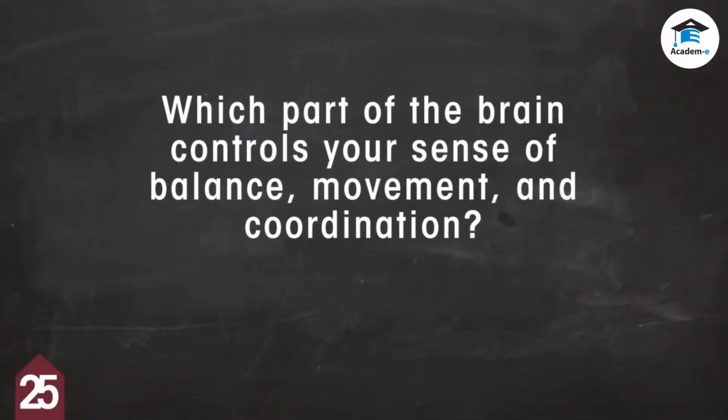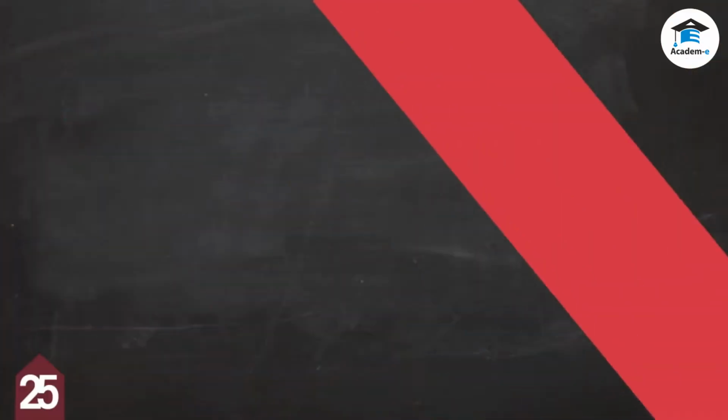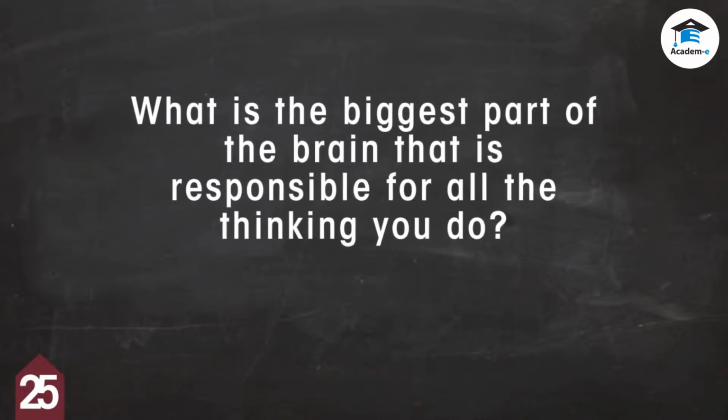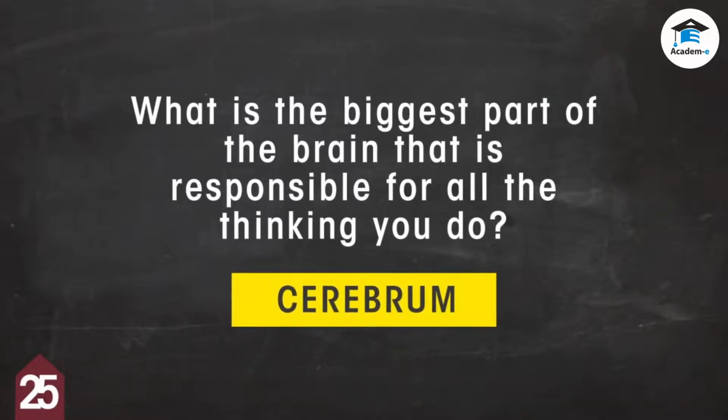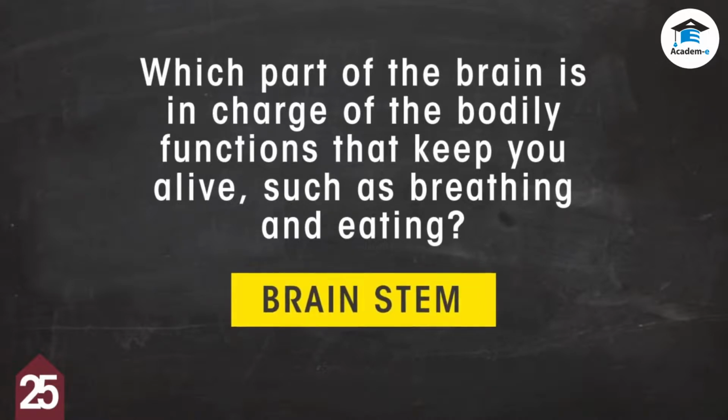Which part of the brain controls your sense of balance, movement, and coordination? Cerebellum. What is the biggest part of the brain that is responsible for all the thinking you do? Cerebrum. Which part of the brain is in charge of the bodily functions that keep you alive, such as breathing, eating, and heartbeat? Brainstem.